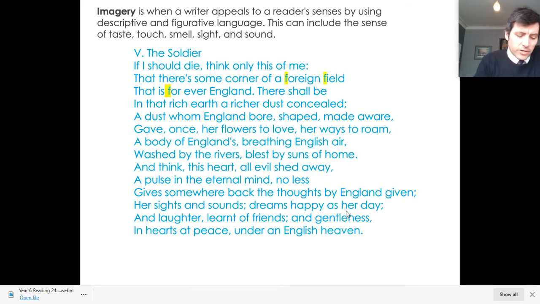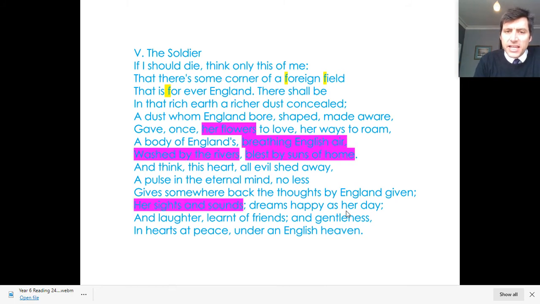So this is the skill that we're looking at particularly today. And we can see here her flowers. So this is where England flowers. Breathing English air, washed by the rivers, blessed by the sons of home. Blessed is spelt differently in this poem from more than 100 years ago. Sights and sounds. So the idea of England is really painted as a beautiful picture.